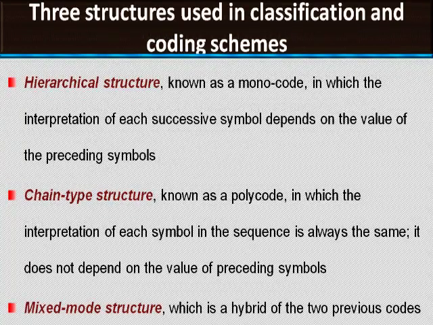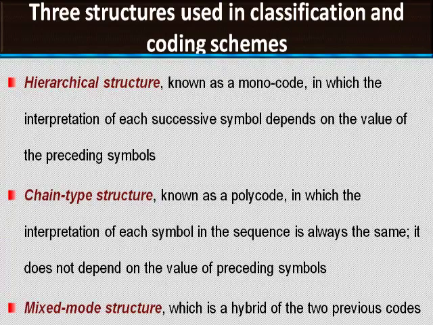Normally, for classification and coding schemes, there are three kinds of coding structures in use. One structure is called hierarchical coding structure. Second structure is called chain type coding structure. The other type of structure is mixed code structure. Let us discuss what is this hierarchical code structure.